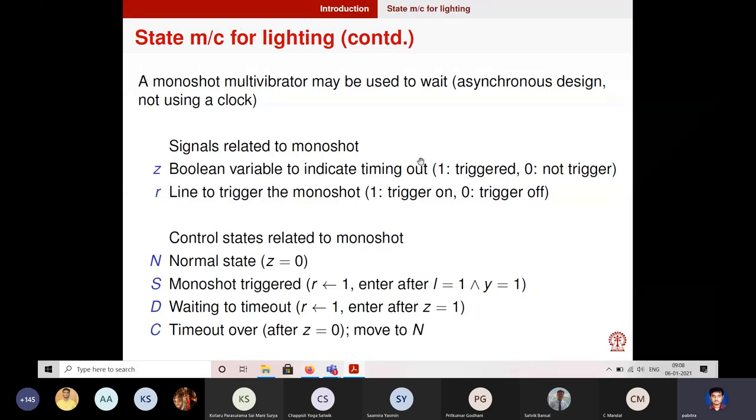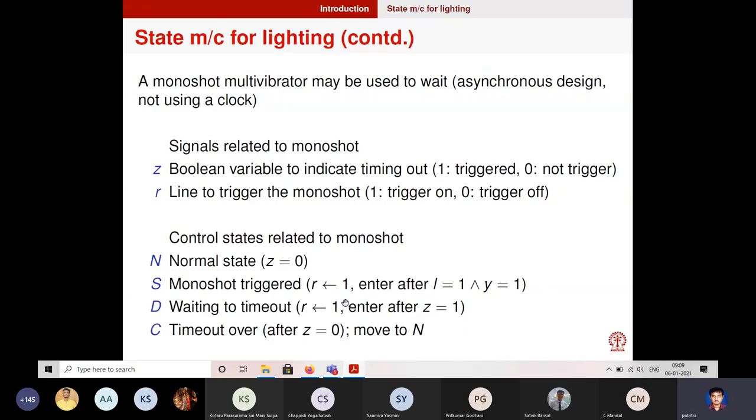Okay, so the control states of the monoshot: the normal state is z equal to 0, that is, not triggered. In the higher state, it is triggered, which is the r equal to 1 line. That means it will trigger when the trigger line is 1. And this line will be 1, as you can imagine, based on our problem, only when the inside lighting is low and the outside lighting is also low. Only then will this be triggered.